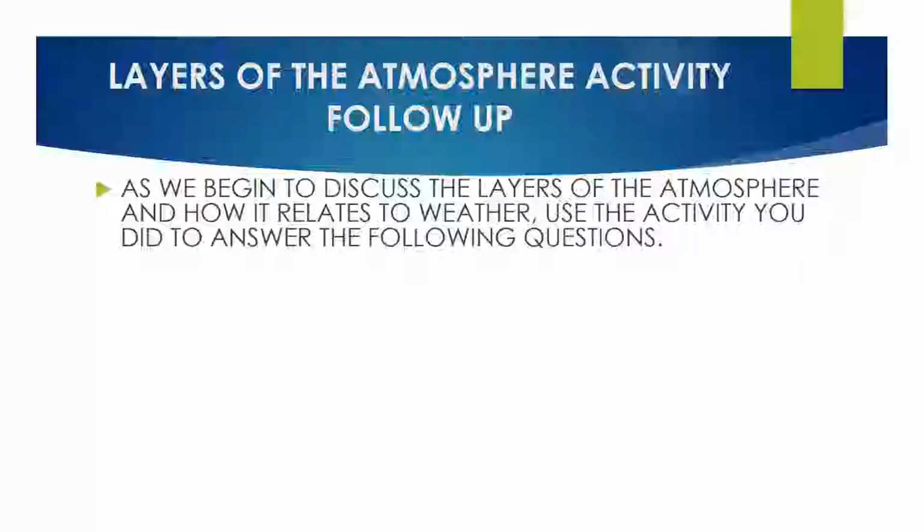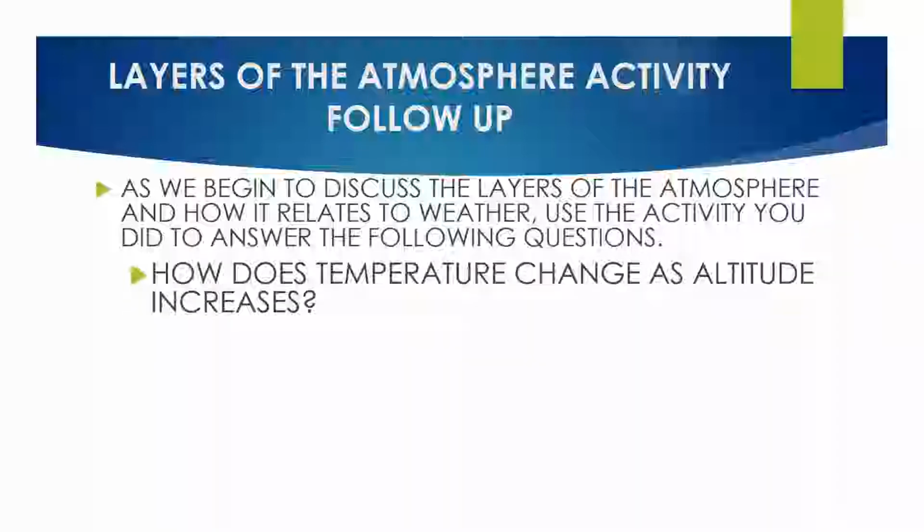Keep this in mind. As we begin to discuss the layers of the atmosphere and how it relates to weather, use the activity that we did or you've done previously to answer these two following questions. Question one being, how does temperature change as altitude increases? Now, altitude is how high off the ground you are. So the higher or the farther away from the ground you go, the higher in altitude something is. So that's what altitude is going to be. So how does temperature change as altitude increases?